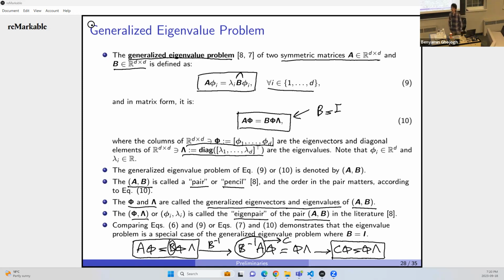B inverse, okay, so when B equals I, that's fine. Then I inverse is I, right? But B inverse is a problem, actually. What is the problem? What if B is not invertible? In other words, what if B is a singular matrix? What does a singular matrix mean? It means that at least one of its eigenvalues is 0, okay? When you have a 0 eigenvalue, then what happens? The matrix, you can't invert it.